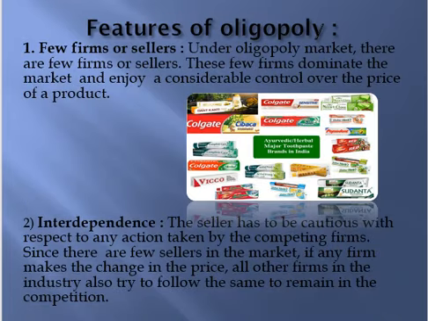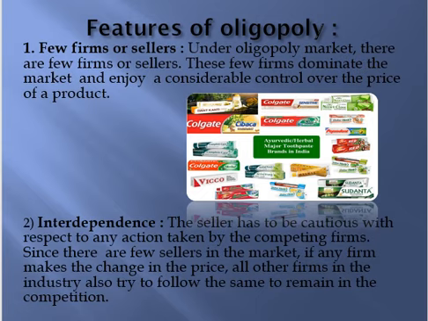Now let us have a look at the features of oligopoly. The very first feature is few firms or sellers. Under the oligopoly market, there are very few firms, right? As we have already understood from the name itself, oligo means few. So the very first feature turns out to be few firms or sellers.